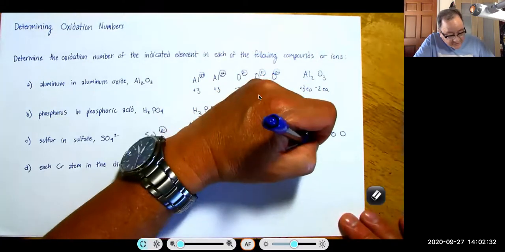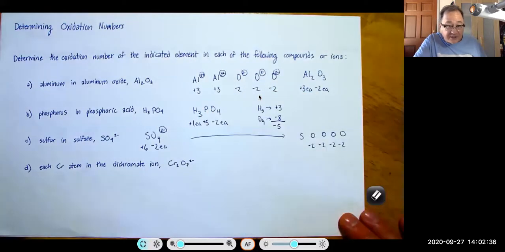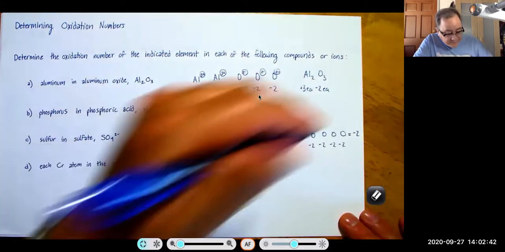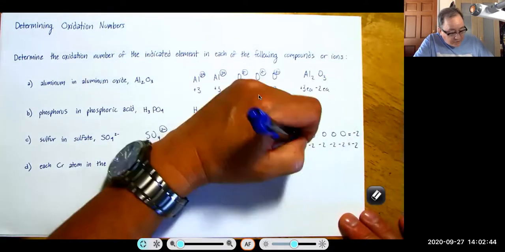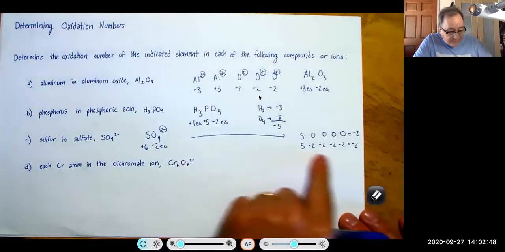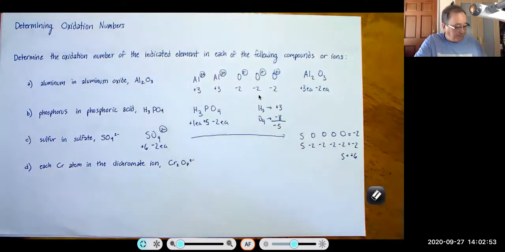This is a -2, -2, -2, -2. These are not charges, these are oxidation numbers. And all of these oxidation numbers have to add up to the charge of -2. So if we let S be the thing that we need to figure out, what is S going to be? S is equal to +6. A little bit of algebra.